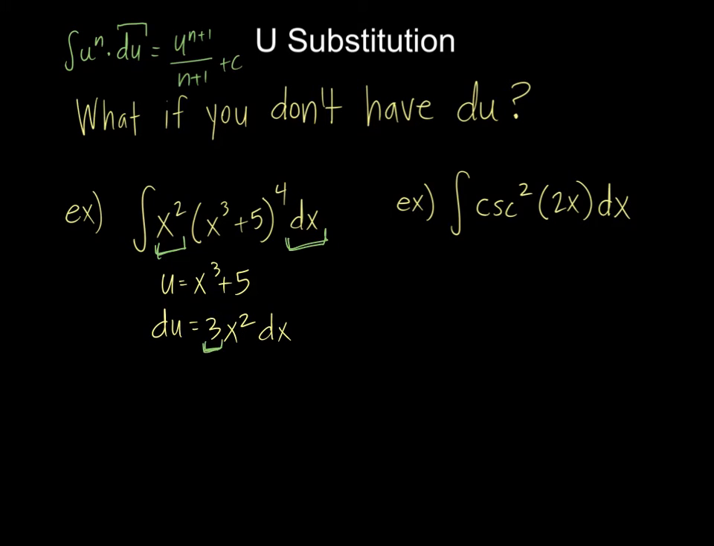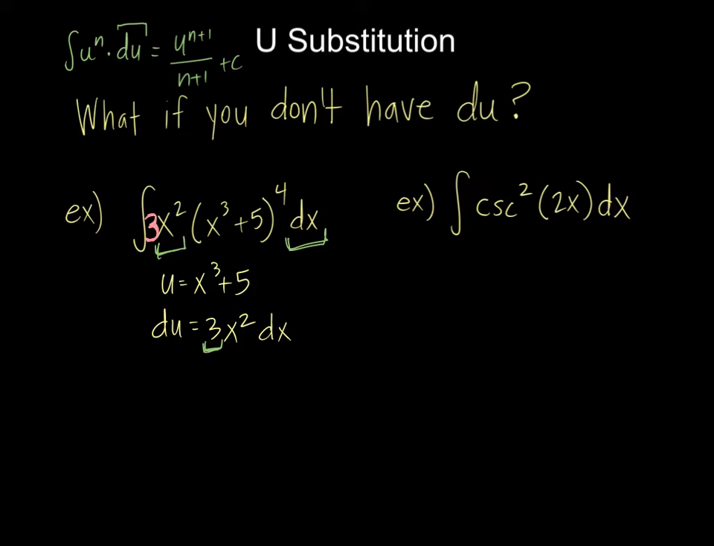Now, the answer to this question, what if you don't have du? As long as you're only lacking a constant, then that's no big deal. We can fix this problem. If you are lacking a constant, meaning if you have an x squared and you need there to be a 3x squared, just multiply your x squared by 3. Just squeeze a 3 in with it, and now you do have 3x squared.